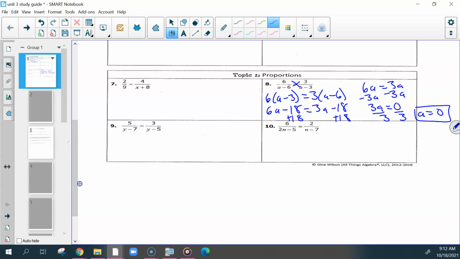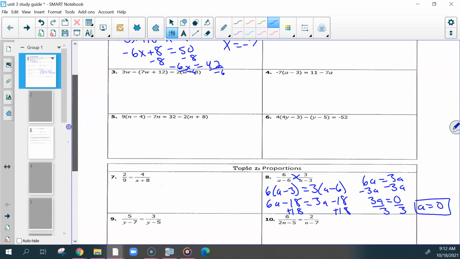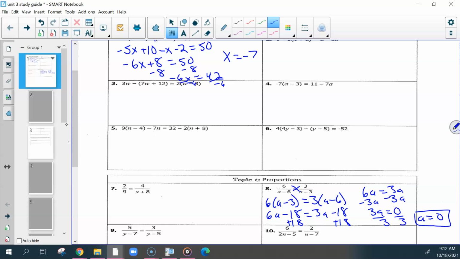Oh, there was another one I wanted to do on this page that I forgot. So we're going to go back to number 4 and then go to the next page. Okay, let me know when you got it. So let's go back to number 4 and then we'll go to the next page. So start this one off by distributing.